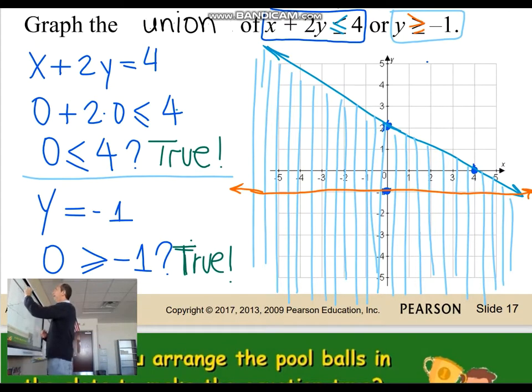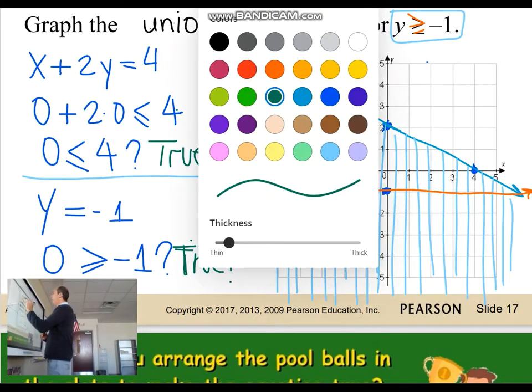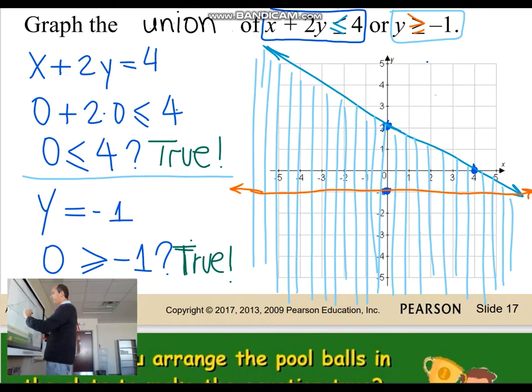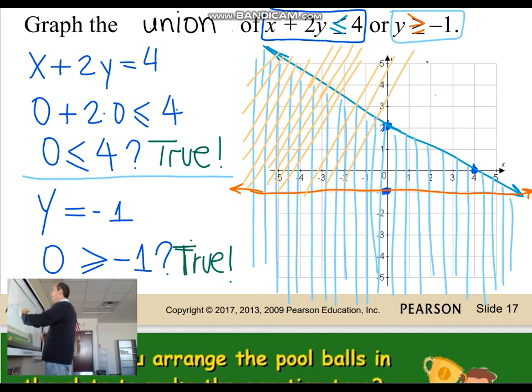Again, we will shade the area with the testing point. It's going to be orange. And let me shade like this. Everything above the line is okay, is included.